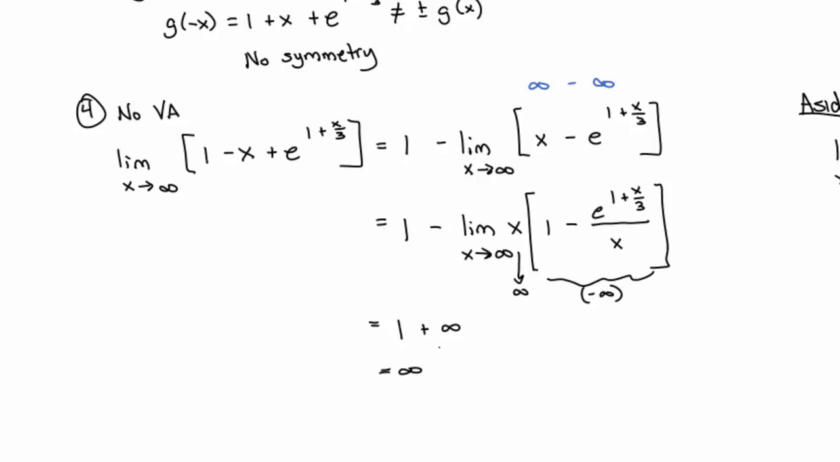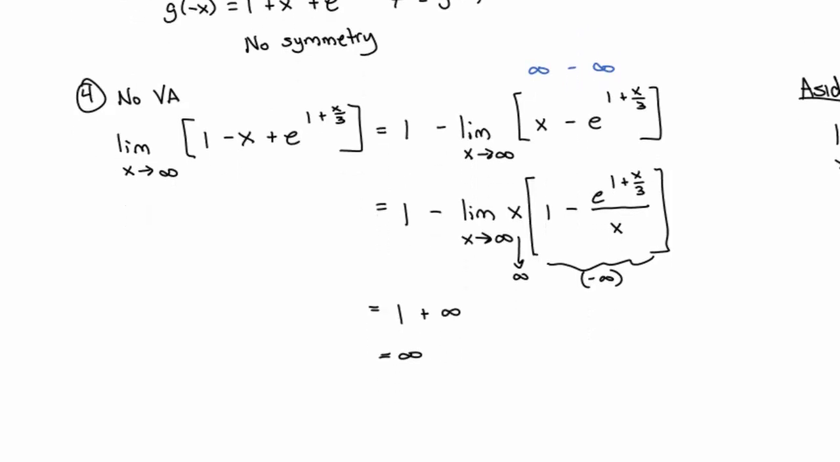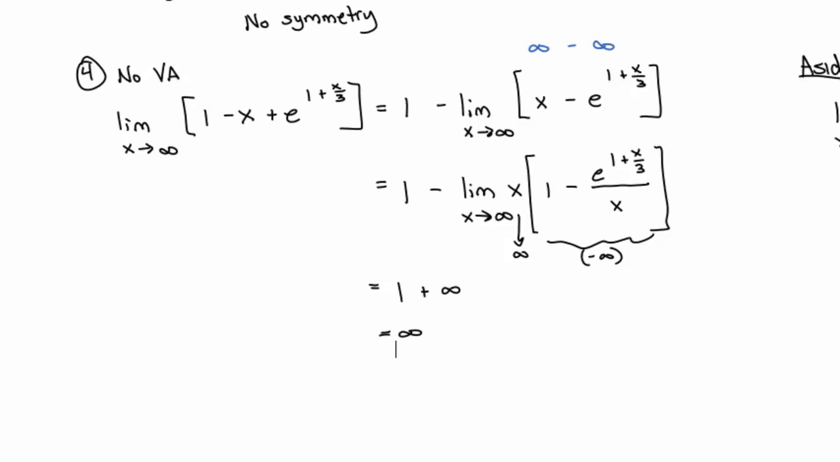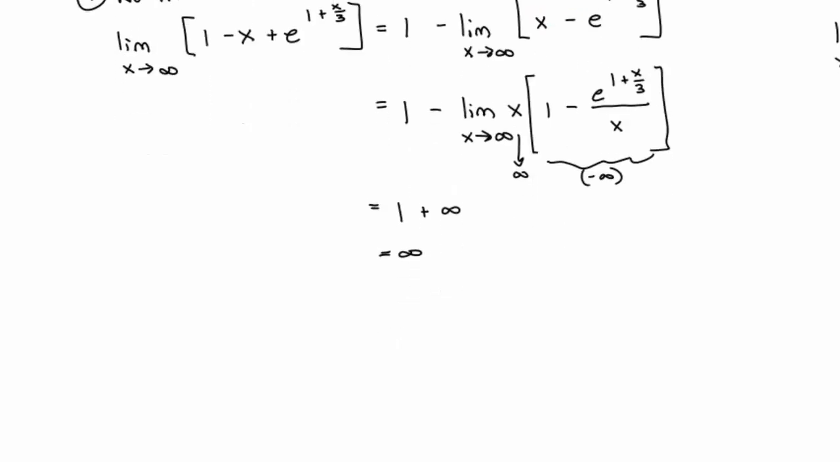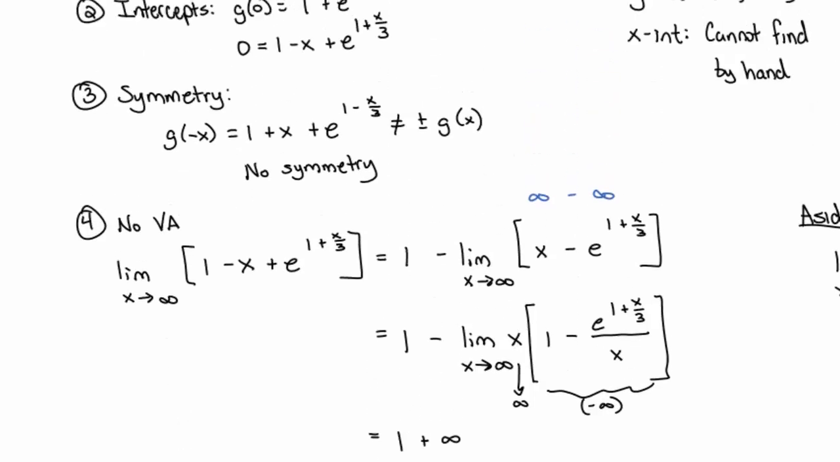So I happen to know that as x goes to infinity, this function blows up to infinity. I can do the same work, by the way, as x goes to negative infinity. I'm not going to, but I could. The reality is that there are no horizontal asymptotes. Okay. So now I need to ask, are there any oblique asymptotes? Well, let's take a look at the function.